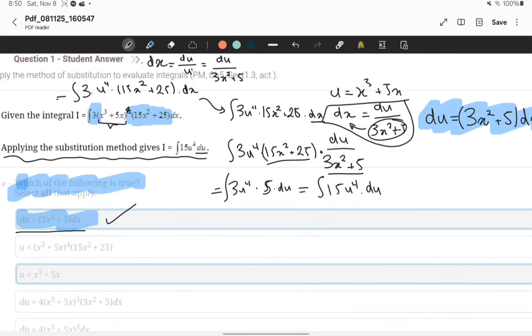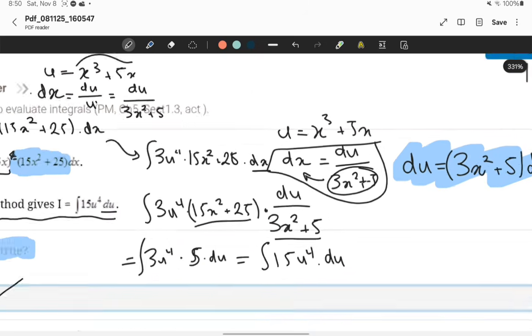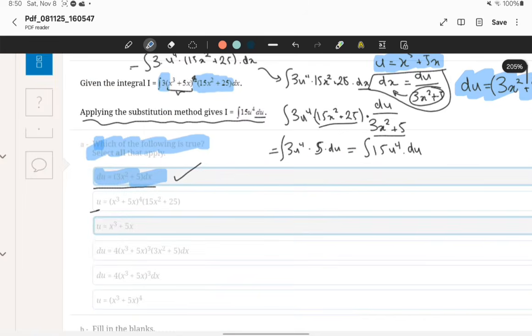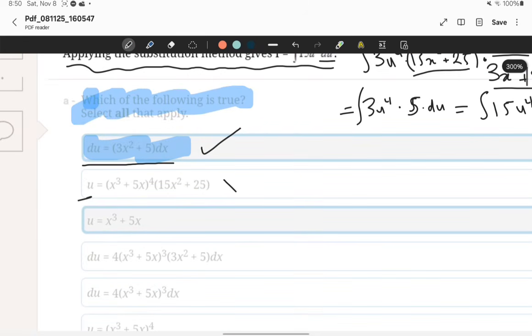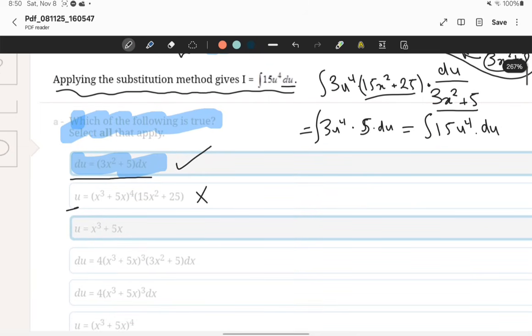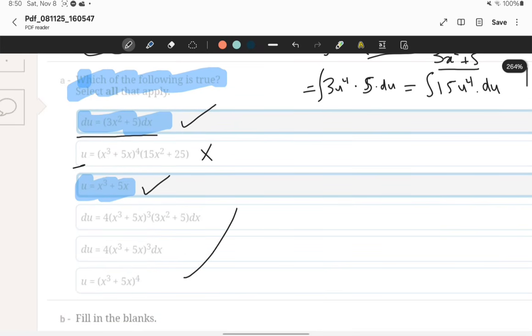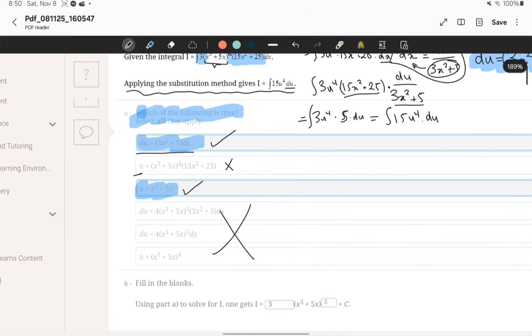This next option, they're asking for u. So let's look at our u. We got our u to be x cubed plus 5x. So we'll look, does it match it? No, it doesn't. It's a different equation, so we don't choose it. This one, it does match it. It's the same, x cubed plus 5x, so we choose it. And the rest are just the same thing, we don't choose any.